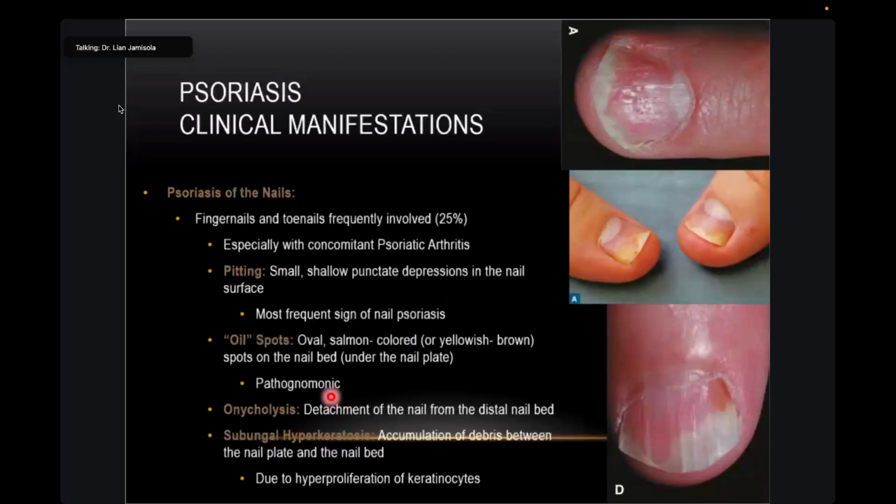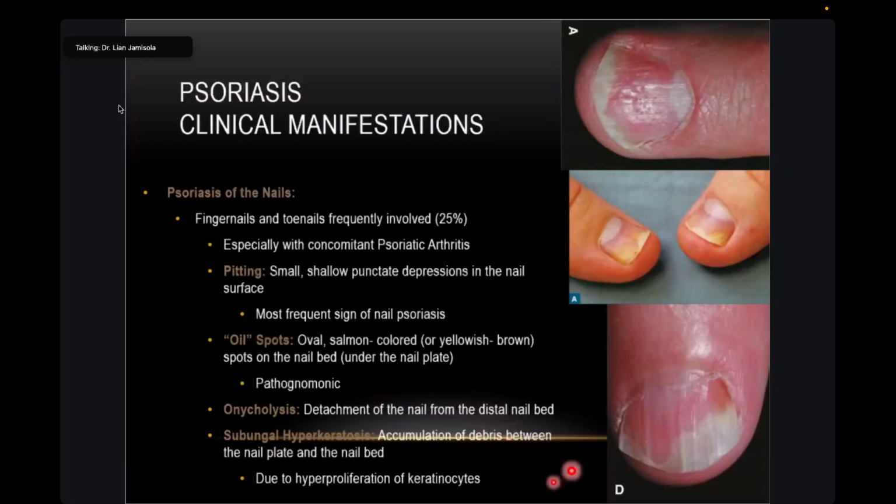It's a frequent sign of nail psoriasis, but the pathognomonic or more specific for psoriasis is your oil spots. Because pitting you can see in other conditions. But the pathognomonic for psoriasis is your oil spots. So these are the oval, salmon-colored, or yellowish-brown spots on the nail bed under the nail plate. Here, parang this one. Okay. Here, you also have nail spots here.